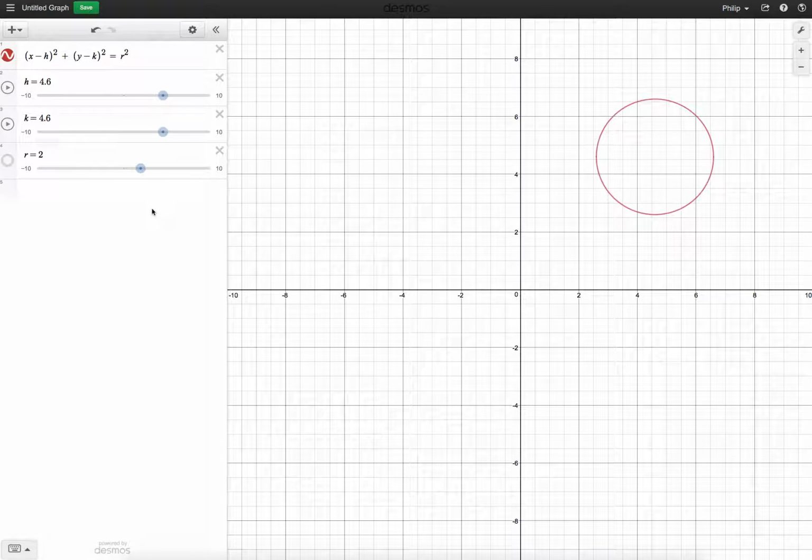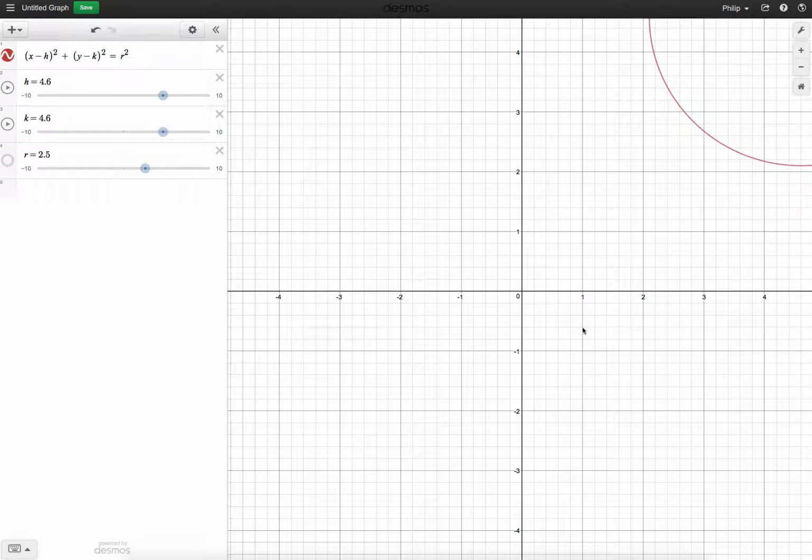And so what I would like you to do is think about what these do. And then I would like you to take this red circle and move it so that it has a center right here at the origin, and it goes through this point right here, so x equals 1, y equals 0. I'm going to let you do that. See if you can figure that out.